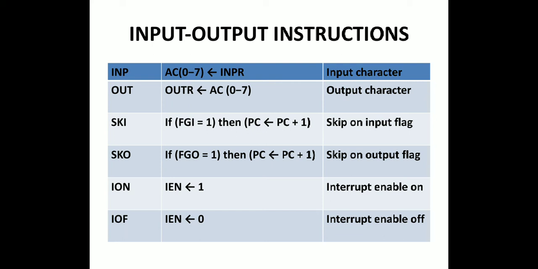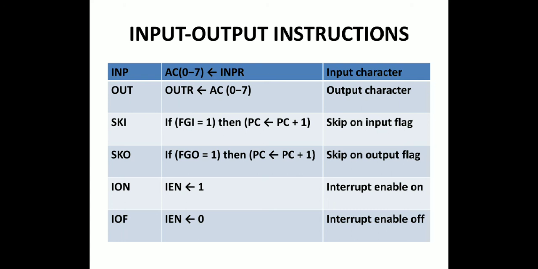Similarly, OUT. OUT stands for output the character. In this case, the 8-bit information of accumulator from 0 to 7 is supplied to the output register. As the size of input and output register both are 8 bits, we can say we can input or output only 1 character at a time.